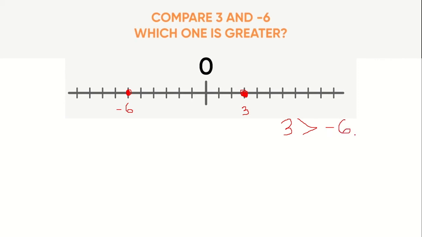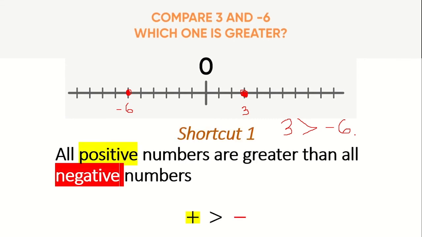But there is a shortcut when we try to compare these two numbers. Always remember, all positive numbers are greater than all negative numbers, because in the number line, positive numbers are on the right and negative numbers are on the left. As I said a while ago, the farther it goes to the right, the greater the value is.